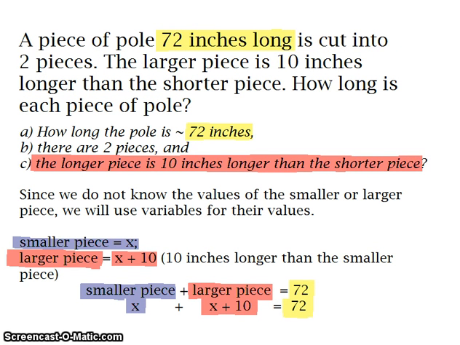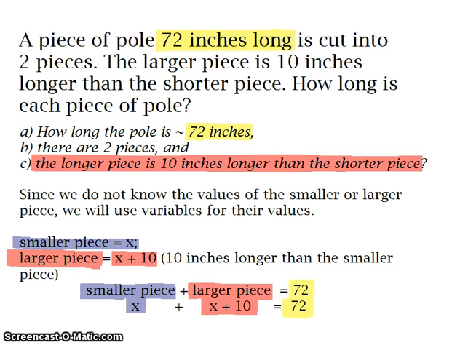Okay, since we do not know the value of our smaller or larger piece of the pole, we will use variables for their values. So we're going to represent our smaller piece with the variable x. And our larger piece, since we know that it is 10 inches longer than the smaller piece, we are going to represent that value with x plus 10.